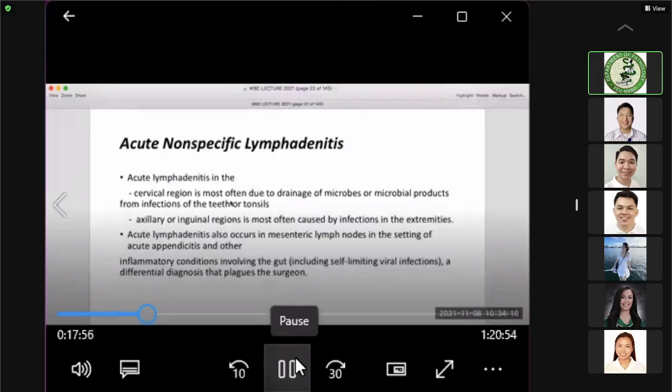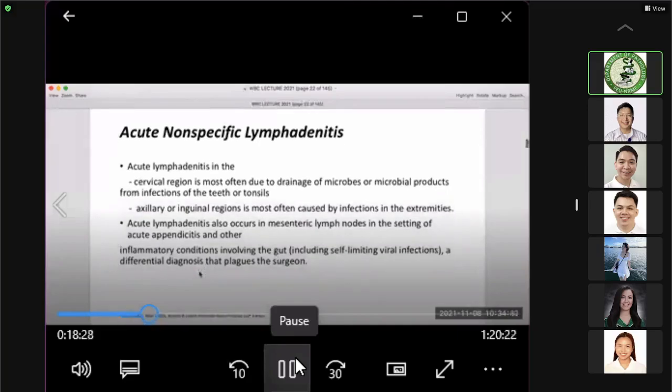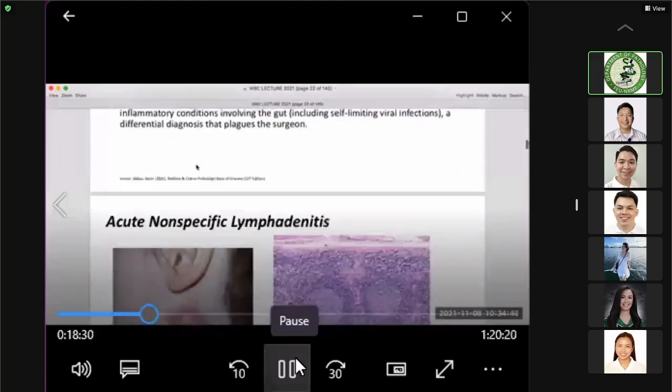Okay, acute lymphadenitis in the cervical region is most often due to drainage of microbes or microbial products from infections of the teeth or tonsils. In the axillary or inguinal region, this is most often caused by infections in the extremities. It also occurs in mesenteric lymph nodes in the setting of acute appendicitis and other inflammatory conditions in the GIT and GUT that can be observed. Now, so this is acute non-specific lymphadenitis.